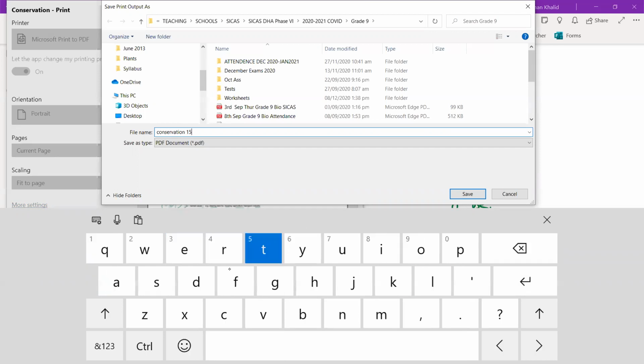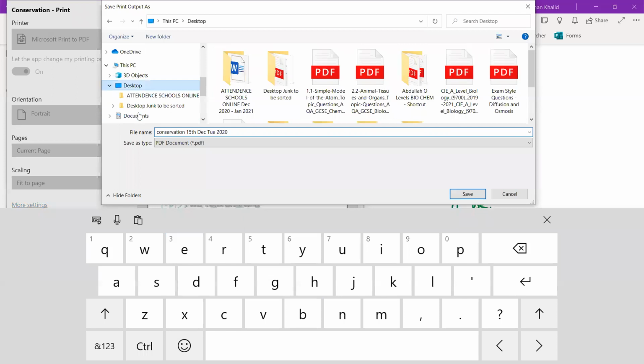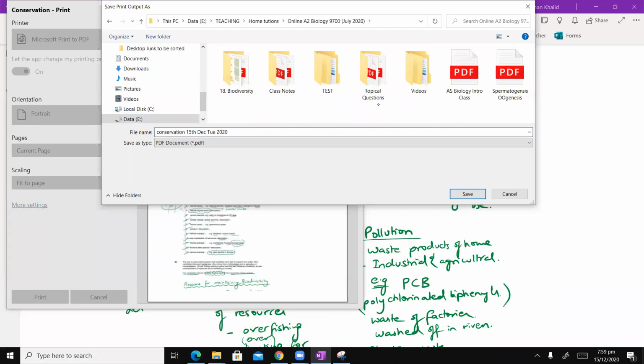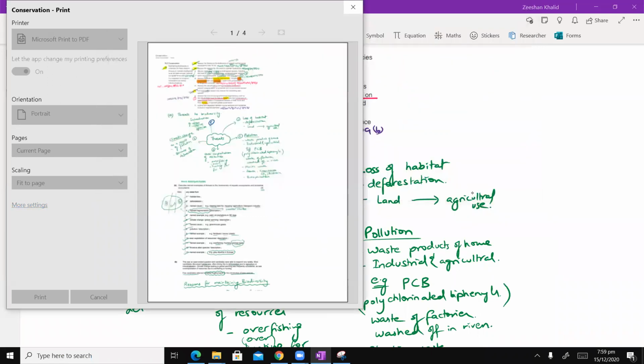Today is the 15th of December, today is Tuesday, and this is 2020 that we are living in. So let's go to your folder, and let's go to your class notes, and let's go to biodiversity, and there you go.